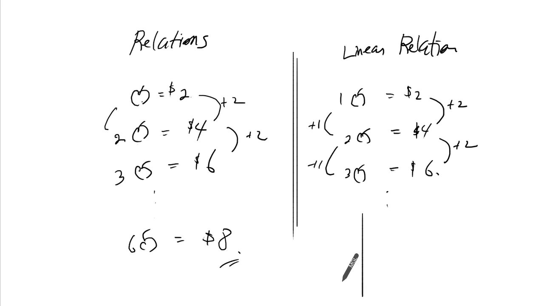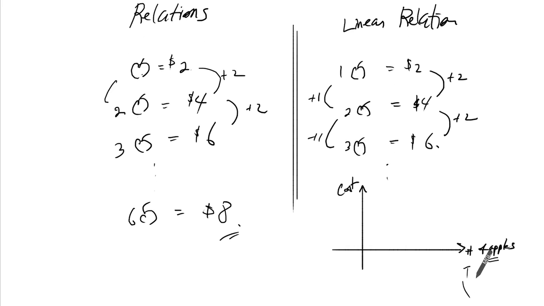And if I were to actually graph this, where this represents the number of apples, and the y-axis represents the cost, we call this here the independent variable, and this one here the dependent variable. When we want to talk about quantity, we first talk about quantity and then talk about the price depending on how many apples you have.